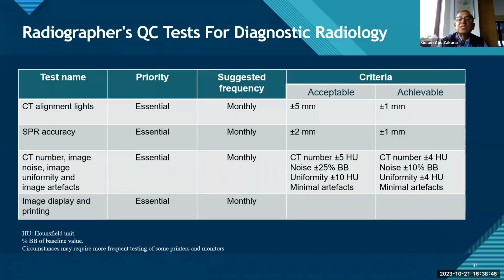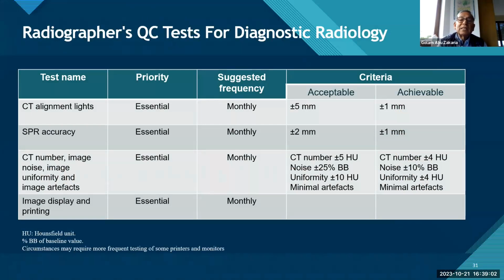But here you see how often such types of tests are done, and here it also gives the criteria. Here I have just taken some short snapshots. CT alignment test is essential. This is essential. We have also defined mandatory and achievable.